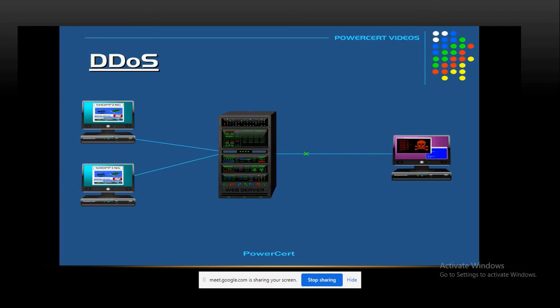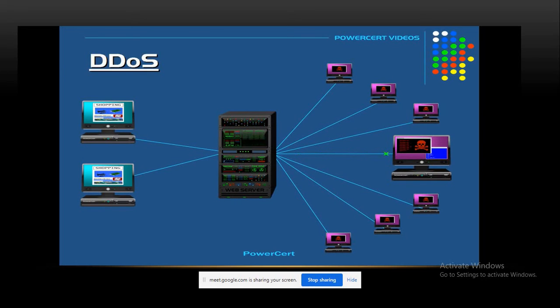However, what if an attack comes from multiple sources simultaneously? That is what a DDoS is. A DDoS is an attack from multiple sources all at once. So this computer here, who is the ringleader, can communicate with other computers around the world and coordinate an attack on this server. Now, instead of an attack coming from a single source, the server has to deal with an attack from multiple sources.